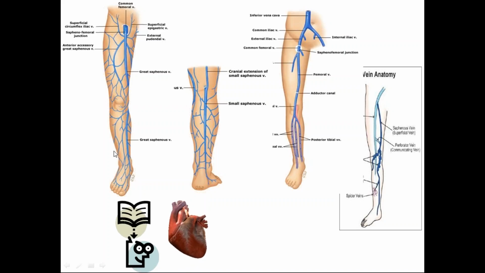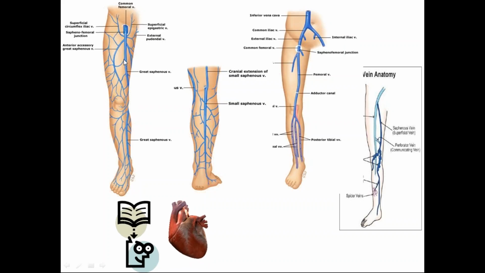All these branches that you see here are tributaries. So they are going to bring blood to the saphenous. So all this is actually called saphenous vein. The main pathway of the saphenous vein is this one. Okay, so here we have the great saphenous vein.